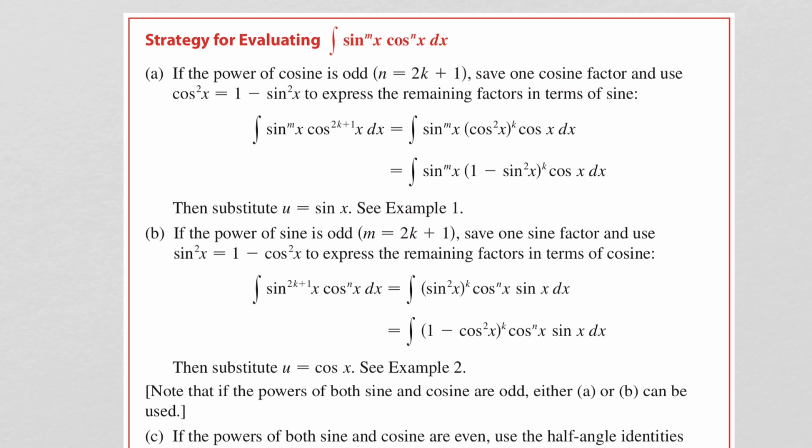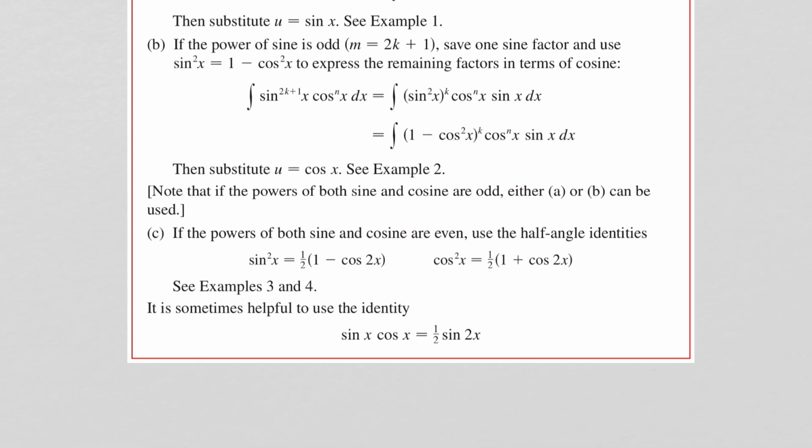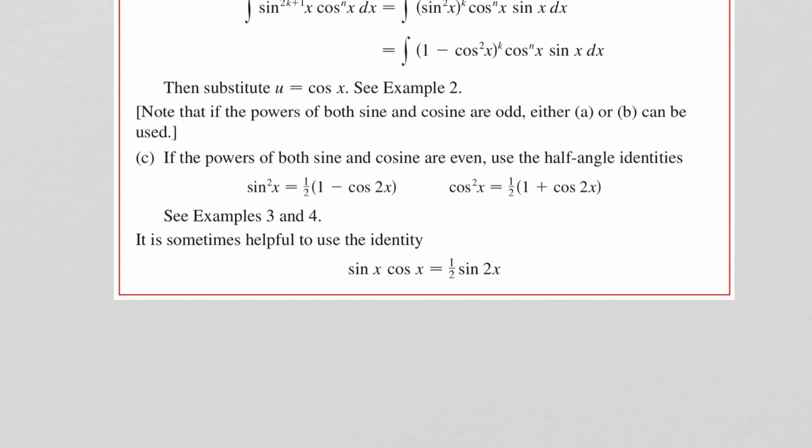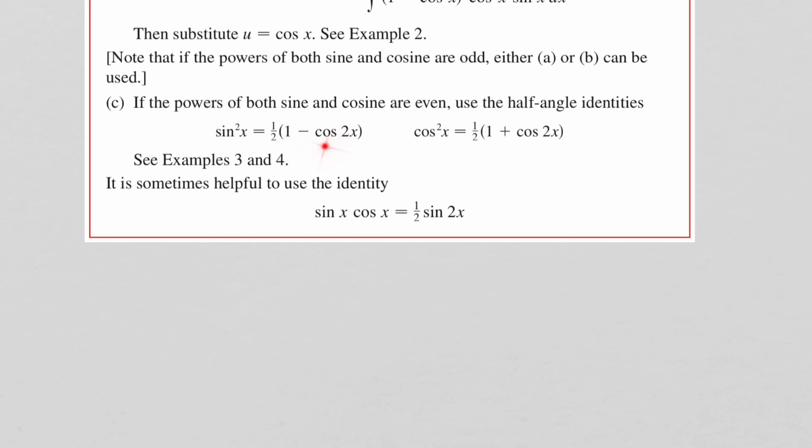Okay, and then in part B here it says if the power of sine is odd, then you save one factor of sine and you change the remaining factors of sines into cosines. And then it says if both the powers of sine and cosine are even, then you use the half angle identities. And these are the half angle identities that I talked about just a few moments ago.